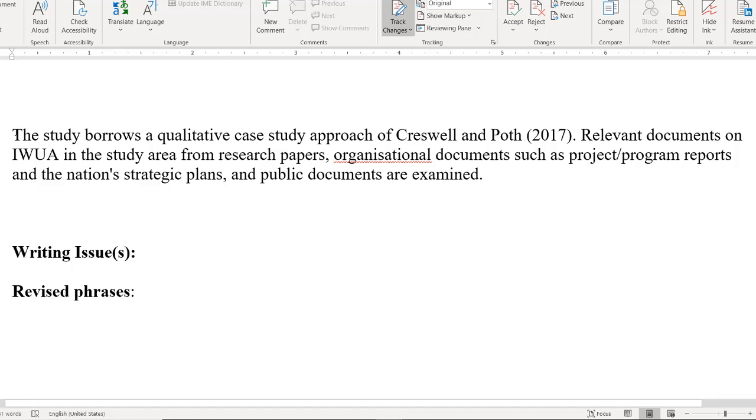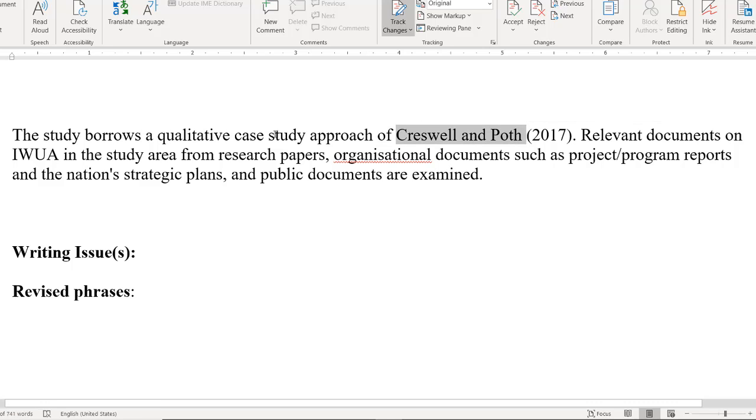Okay, let's take a look. How about this first sentence? The study borrows a qualitative case study approach of Kressner and Poth. Any issue? Yeah, there's no context, but I might say this study. Let's say this is in the introduction. The first sentence, let's say this is the first sentence, or first part of the literature review. This study borrows a qualitative case study approach. How about of Kressner and Poth? How can we get rid of the "of"?